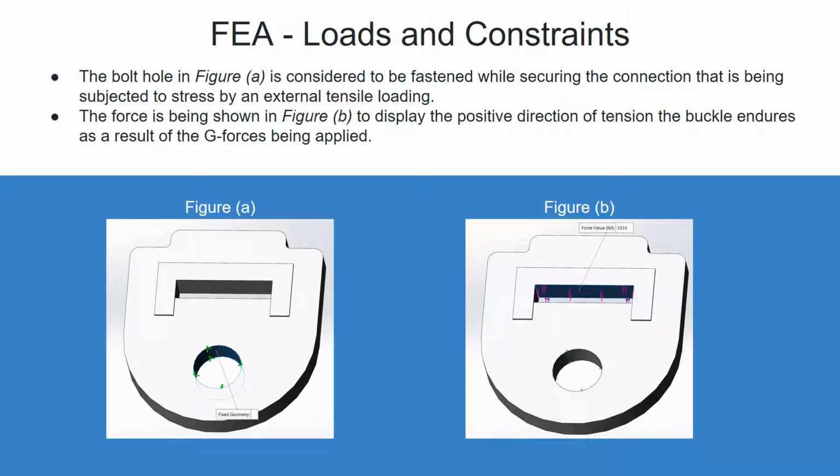Here, the loads and constraints of our prototype are observed. Figure A shows where we statically constrain the bolt holding the simulation while the external tensile loading is occurring. Figure B shows the location of the initial force applied and its orientation.